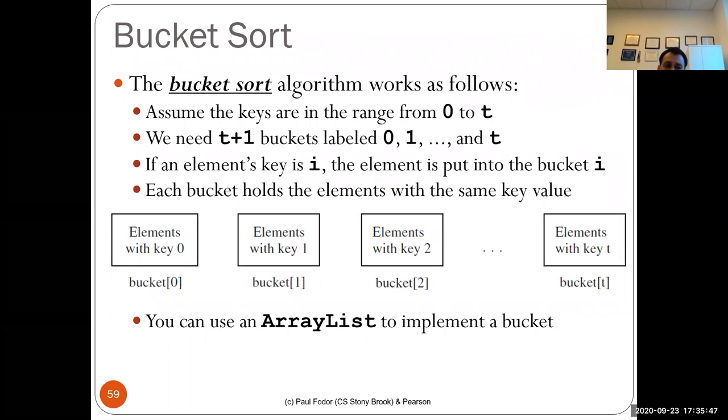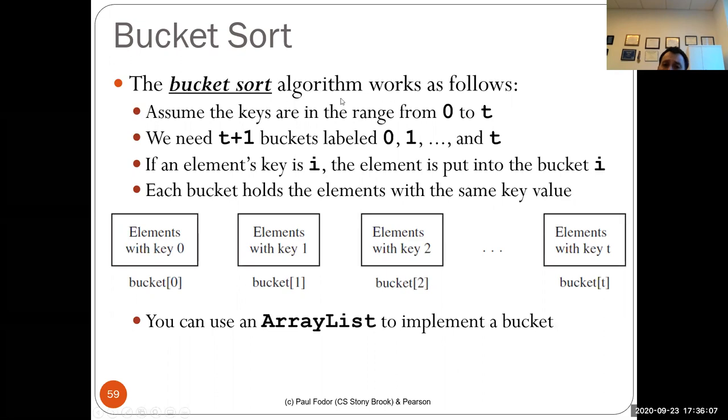Bucket sort is basically a step that says, if you can partition the elements into different buckets based on some key that you get from the elements, and then collect the buckets in order, you can get a sorted order over those buckets.